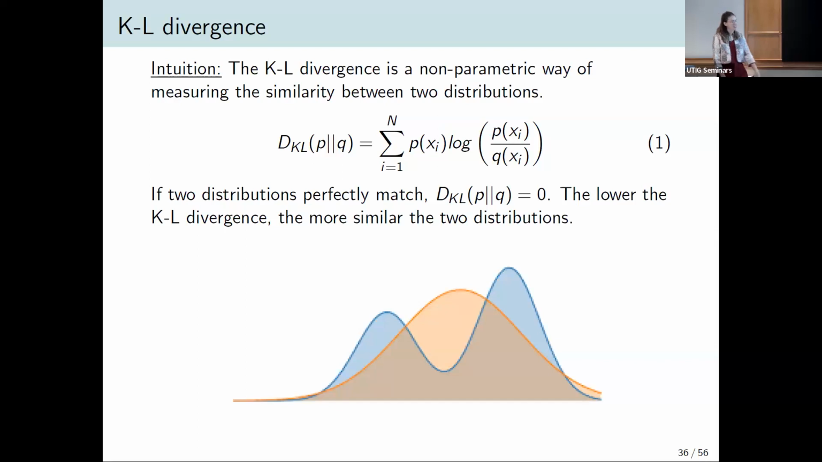So the KL divergence is another statistical method that can be used to tell you how similar any two distributions are. Basically, the idea is that if you give it two perfect distributions, the KL divergence will be 0. And so the lower this value is, the more similar the two distributions are. So, sounds great, a nice way of being able to tell if things are similar or if they're different.